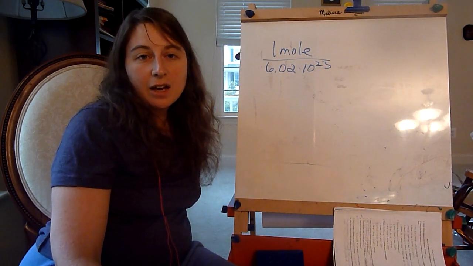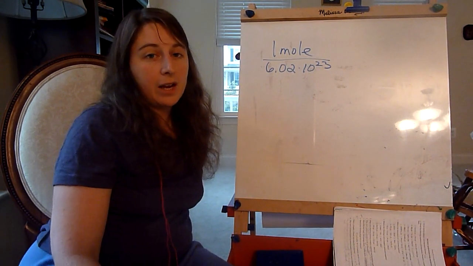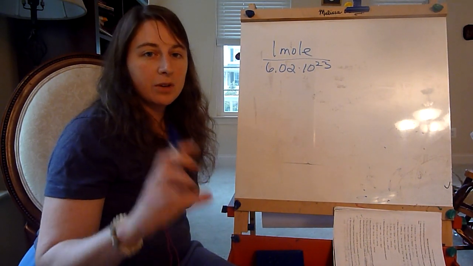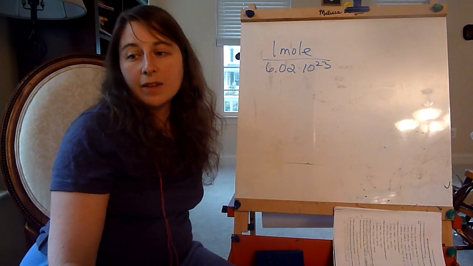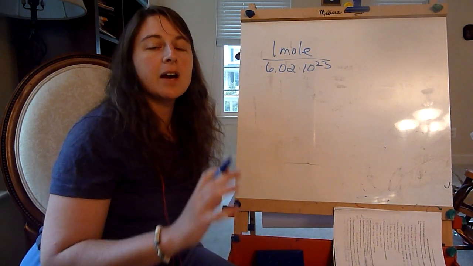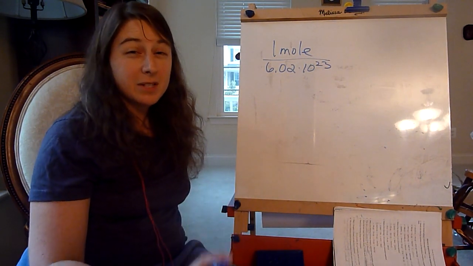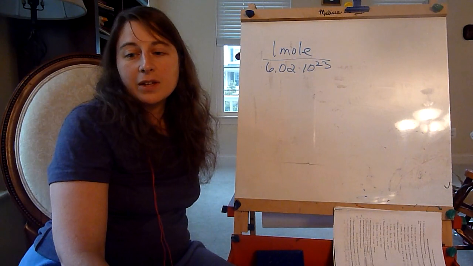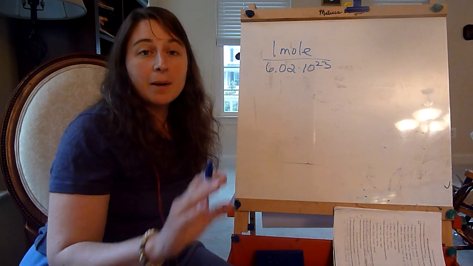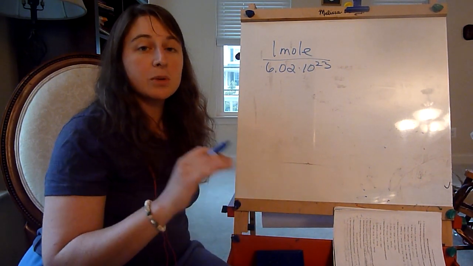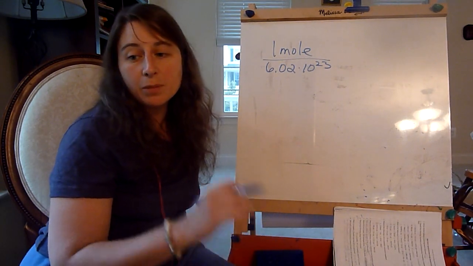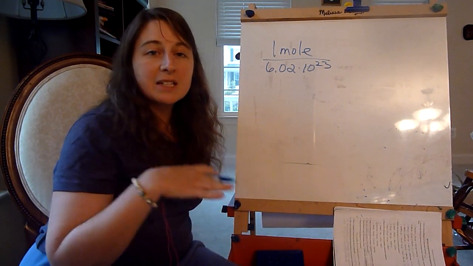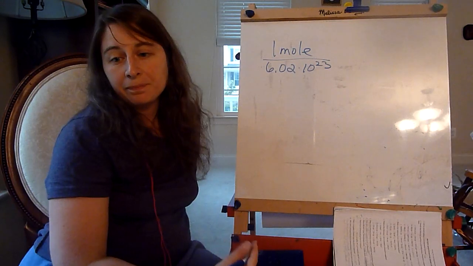In fact, if you had a mole of soda cans, 6.02 times 10 to the 23rd soda cans, that would cover the whole surface of the entire Earth to 200 miles deep. So that's a huge number of soda cans. If you had a mole, 6.02 times 10 to the 23rd kernels of unpopped popcorn, it would cover the entire United States to 9 miles deep.